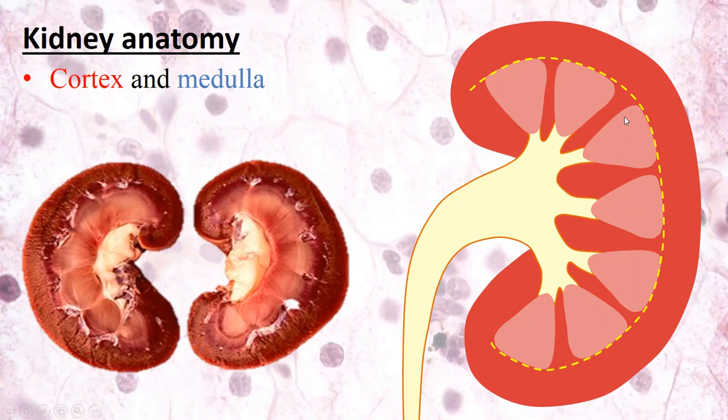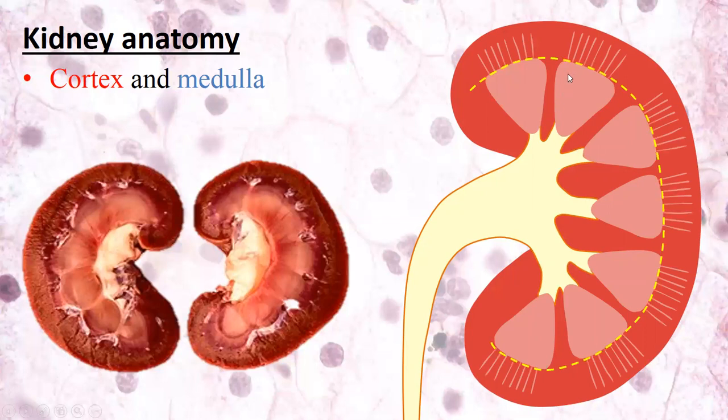And here we can see that renal cortex enters between the renal pyramids. It forms layers which separate neighboring renal pyramids, and those layers of cortex between the renal pyramids are called renal columns. So renal columns are inclusions of cortex inside medulla.